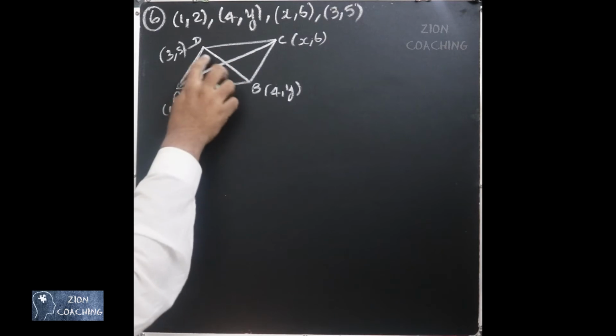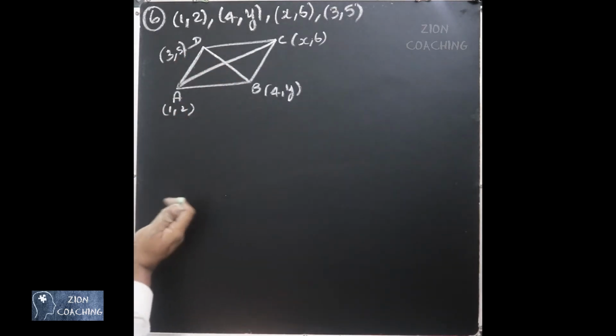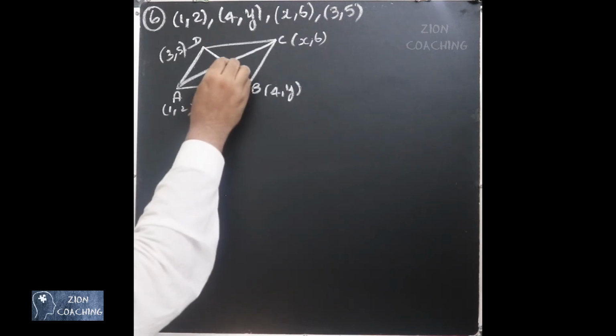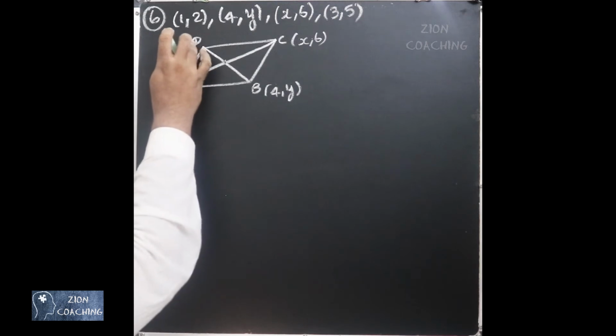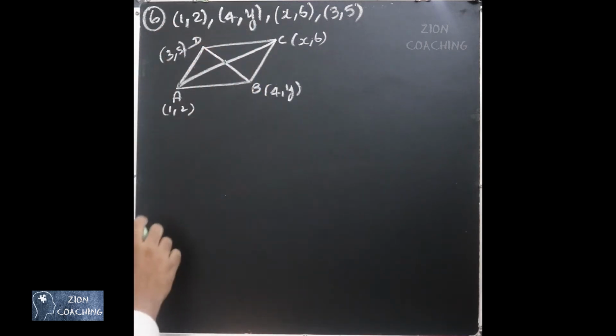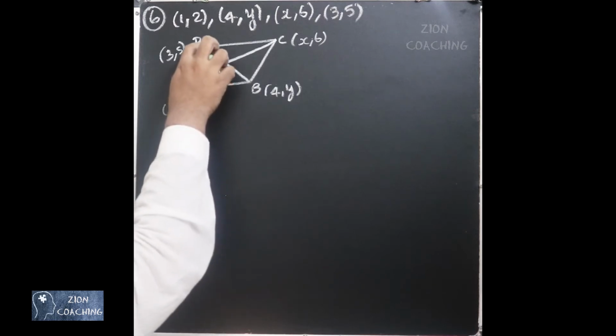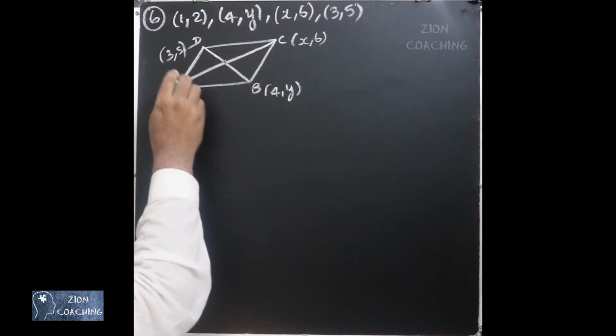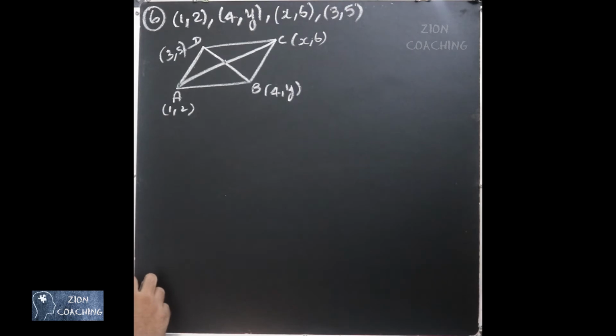I have drawn this diagram for your understanding. It is not necessary to draw it in the exam. It is up to you. Now we have to find this point. If you can find this point, then you can find the values of x and y. You know the rules of a parallelogram. What is the rule of a parallelogram? It says that the diagonals of a parallelogram bisect each other.